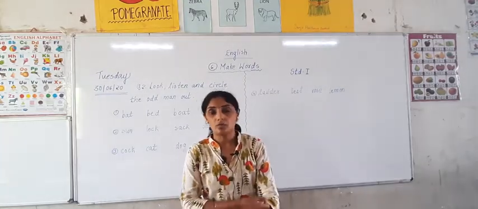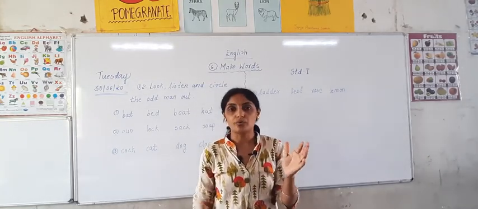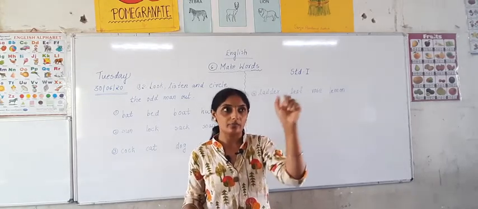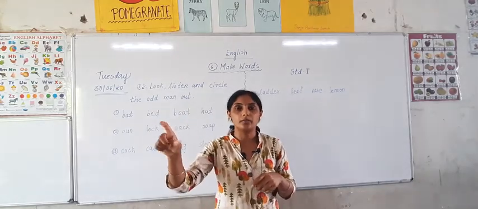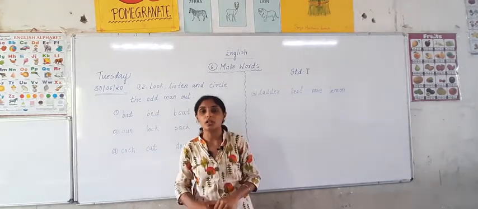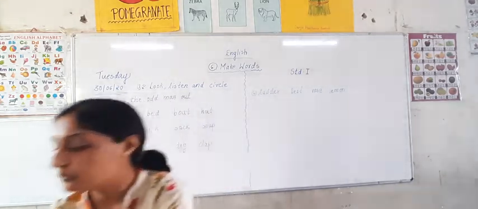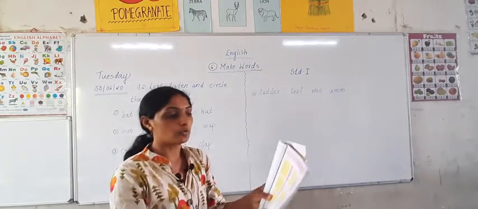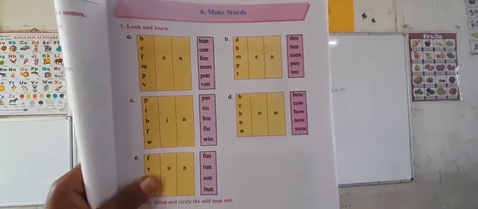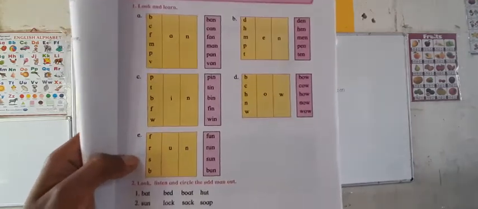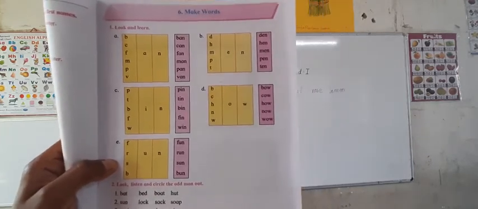Yesterday we were talking about making words with the help of four to five boxes. What did we do? We took one letter from the first column, a second letter from the second column, and a third letter from the third column, and we made some meaningful words. From A group we made five words. From B we made five words. From C group we made some words. From D group we made some words. And the last group, the fifth one, is E group. From E group we also made four words.